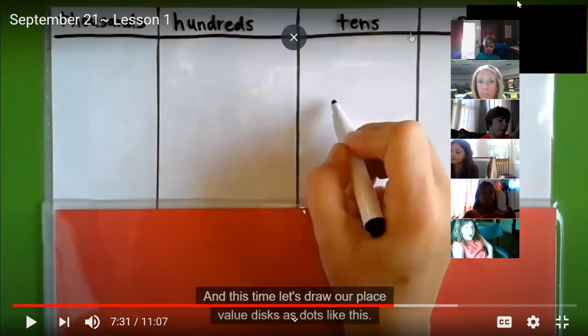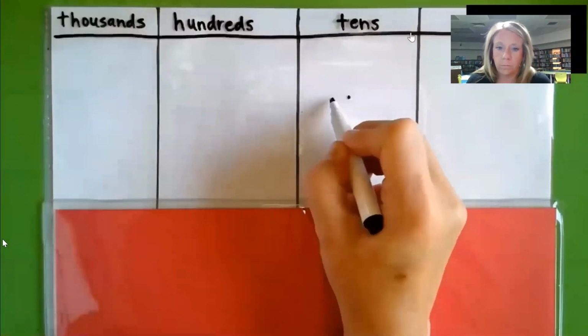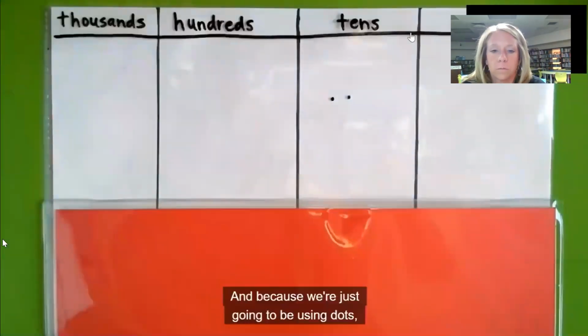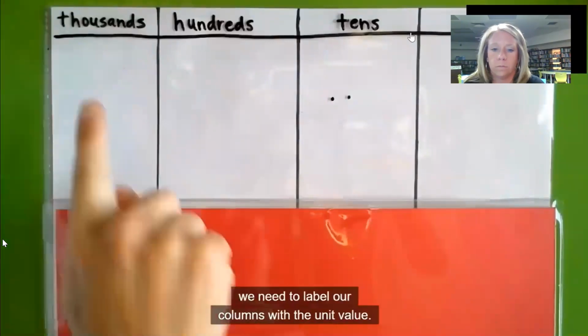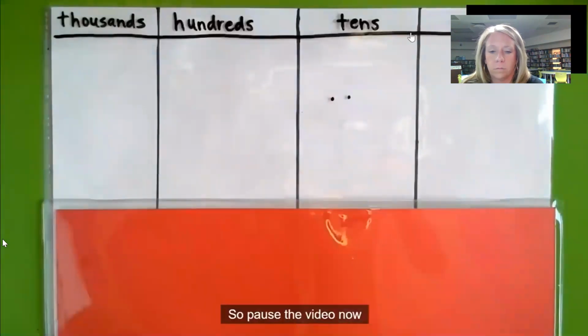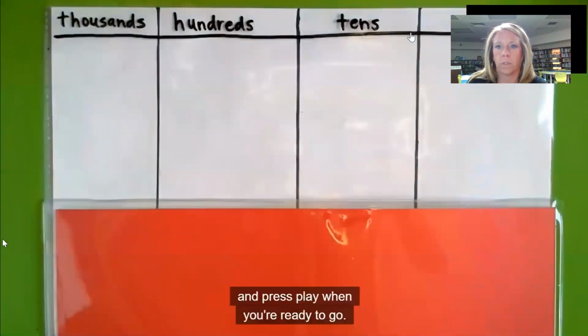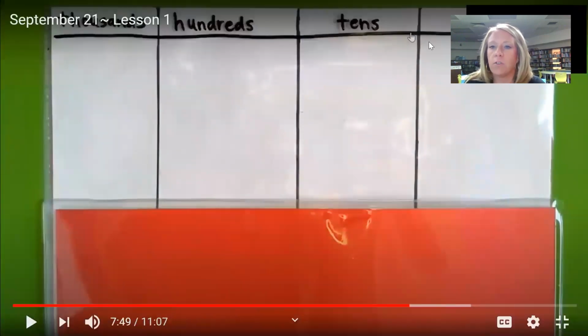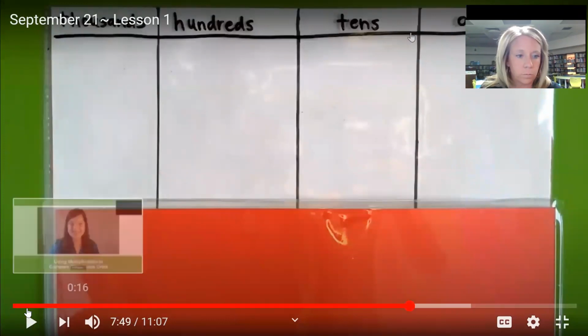Okay? So I'm going to make you guys small again so I can see the screen. Like this. And because we're just going to be using dots, we need dots instead of labeling our circles with the unit value. So pause the video now and set up your place value chart just like mine is, and press play when you're ready to go. So it's nice that she tells you when to pause and when to go so that when you are doing these on your own, you'll give yourself some time to prepare.